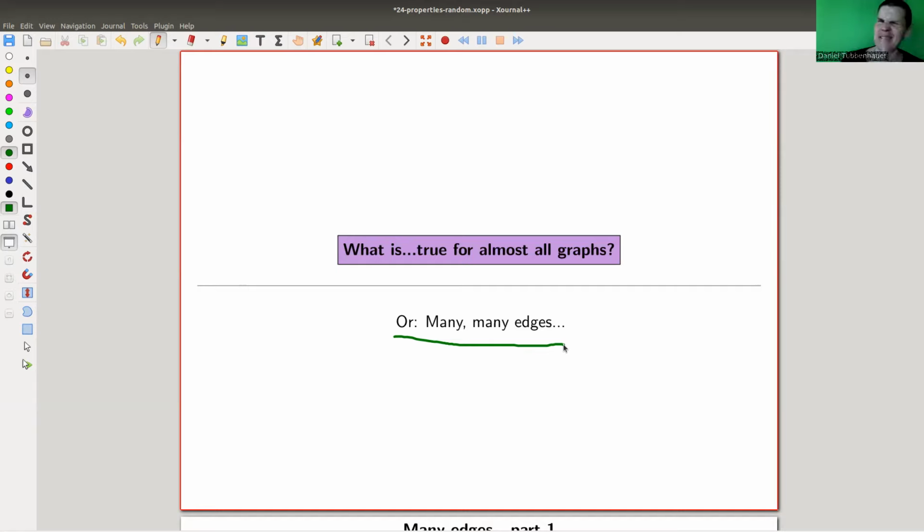The flavor is that properties that are easy to satisfy with a lot of edges should be true almost all of the time. And remember that almost all of the time doesn't mean always. It's always in a quotation mark sense. In practice it's always, but it's not literally always.